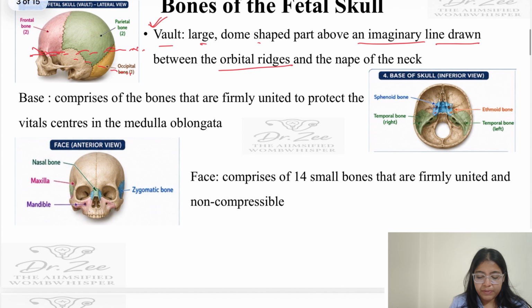And the base is comprised of bones that are firmly united to protect the vital centers in the medulla oblongata, midbrain, pons, etc. The face is comprised of 14 small bones, as in the adult face also. The face part is non-compressible. The base part is also not compressible to some extent, but the vault is compressible.